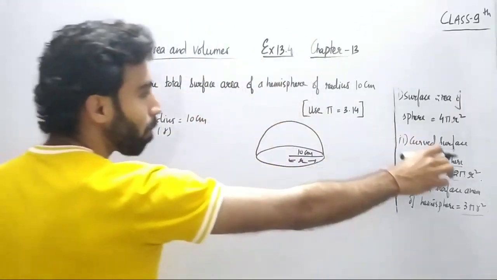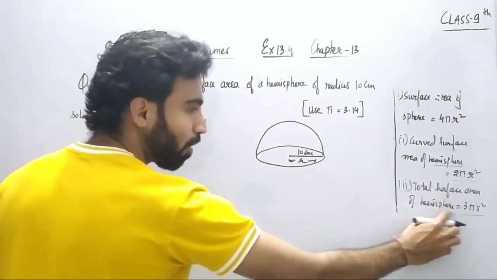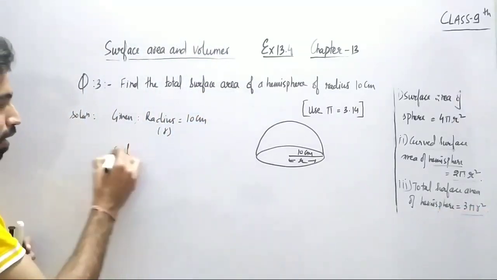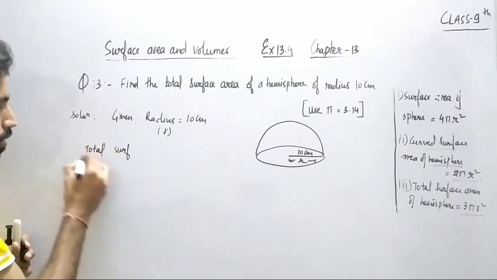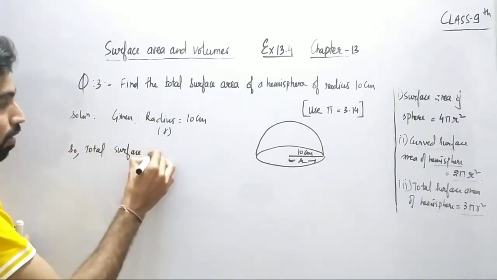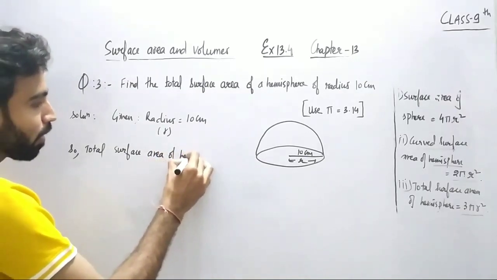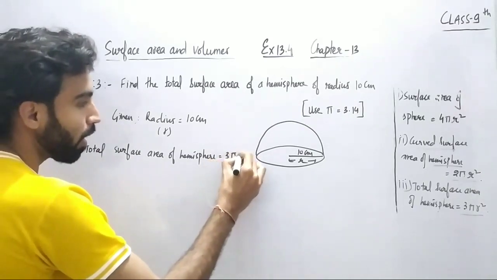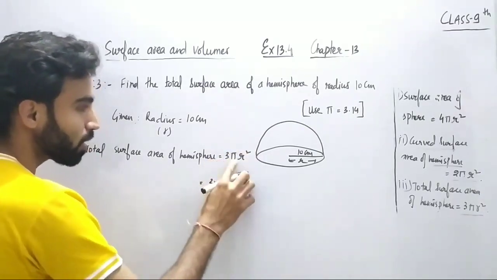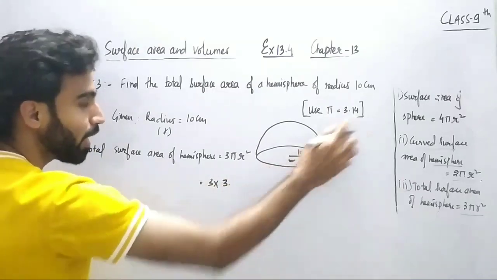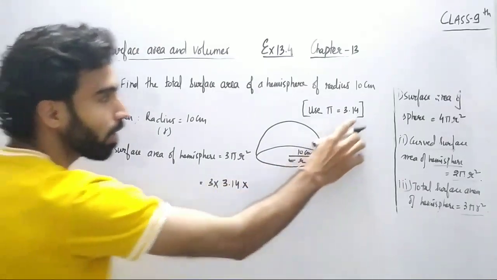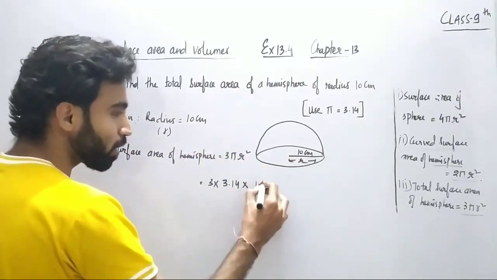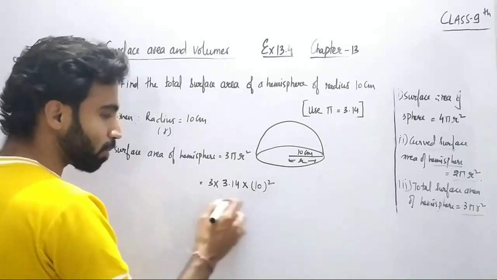Now simply we have to apply the total surface area of hemisphere formula, which is 3 pi r square, right? So if I just apply the formula, the total surface area of hemisphere is 3 pi r square, right? So यहाँ पे 3 as it is, multiply by pi की वैल्यू आपको पता है क्या यूज करनी है, 3.14, that is given in the question, right? So we have to use that. Now radius हमें पता है, that is 10 centimeter given, so 10 square, right? So radius में 10 substitute कर दिया.